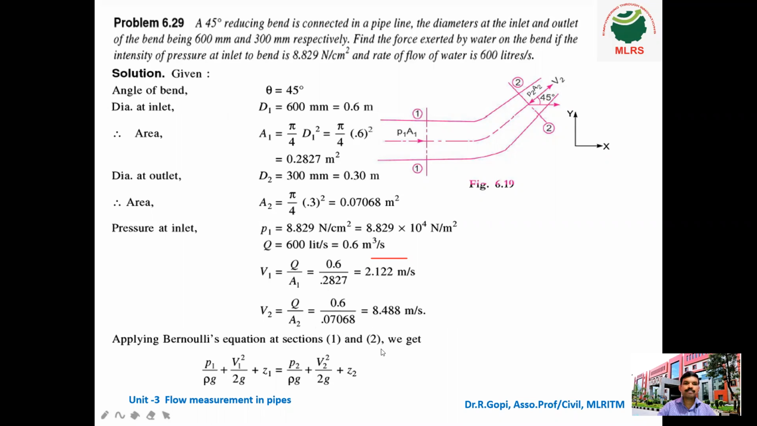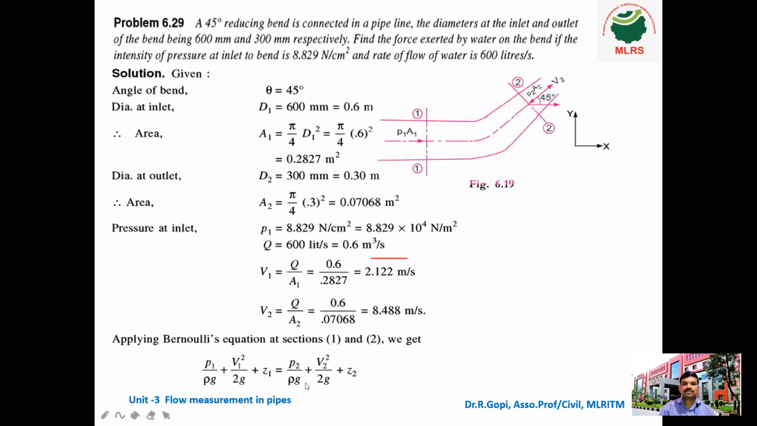So now applying Bernoulli's equation. The first step is calculation of area and calculation of velocity. Once discharge is given, based on the area we can easily calculate the velocity. Now I am applying Bernoulli's equation on both section 1 and section 2. So P1 by ρg plus V1 square by 2g plus Z1 is equal to P2 by ρg plus V2 square by 2g plus Z2. So this is Bernoulli's equation.